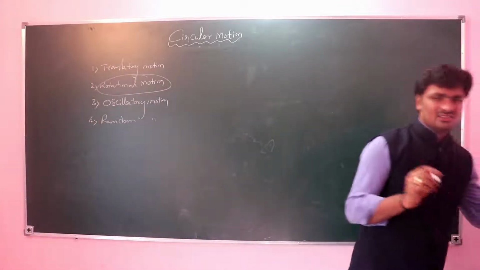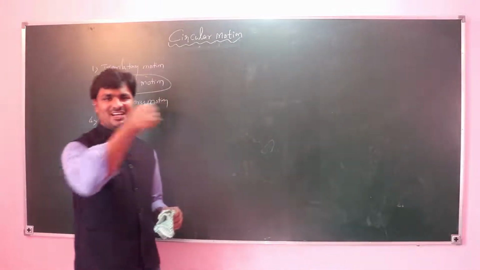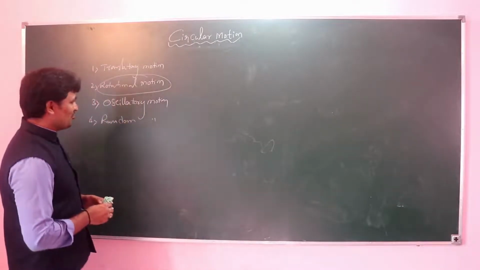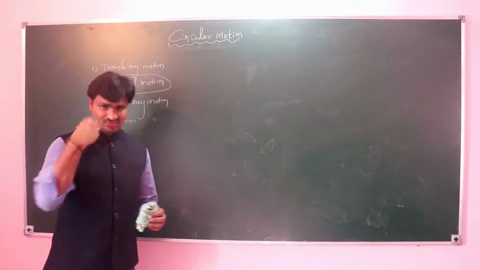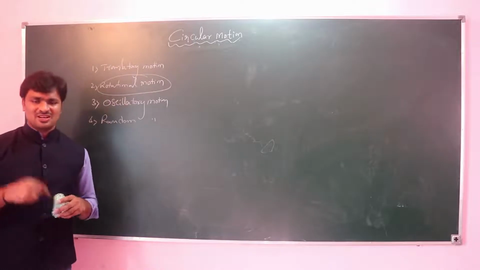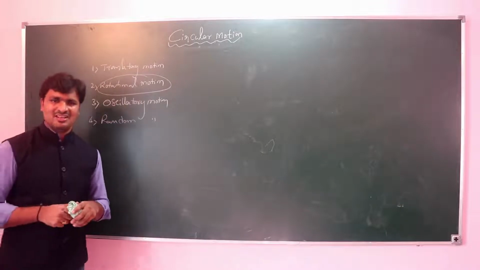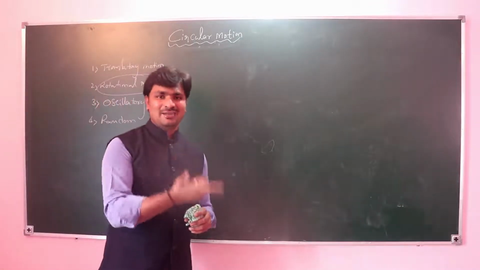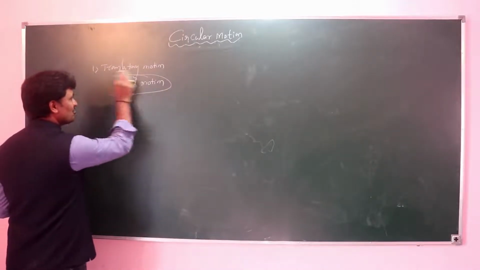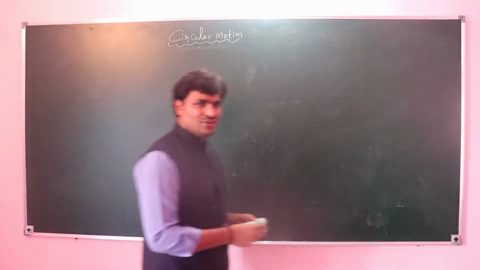So what is translatory motion? The motion of a particle in a particular straight line in a particular direction. Rotational motion means the motion of a particle about a fixed point. Oscillatory motion is the to and fro motion about a fixed point. And random motion means the motion of a particle without any particular direction. So now our topic is circular motion, which is a special case of rotational motion.